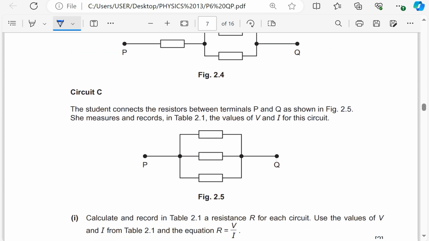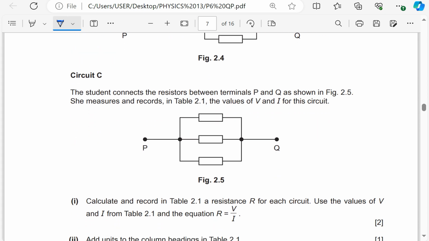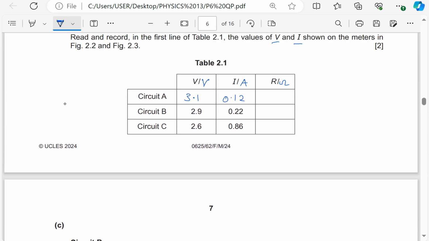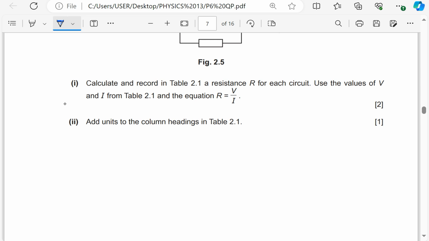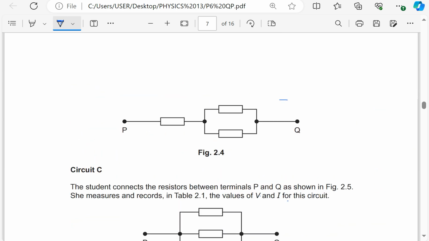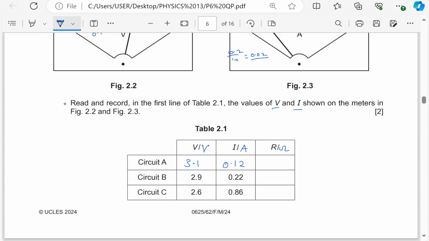Circuit C, the student connects the resistors between terminals P and Q as shown in the figure. She measures and records in the table the values of V and I for this circuit. So she records the values for circuit C in the table. Then calculate and record in the table a resistance R for each circuit. Use the values of V and I from the table, and the equation R is V over I. Add units to the column headings in the table. I have already added the units. Voltmeter reading is in volts, current I is in amperes, resistance is in ohms.